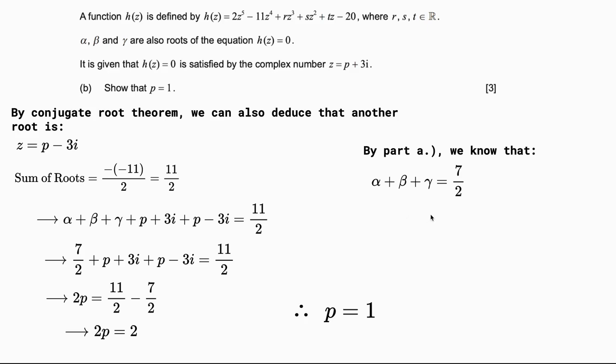And the basic idea is to use the information from part A, substitute this in here. The 3i and the negative 3i cancel out, obviously, and then we end up with 2p equals 11 over 2 minus 7 over 2, giving us p equals 1. So moving on to part C.